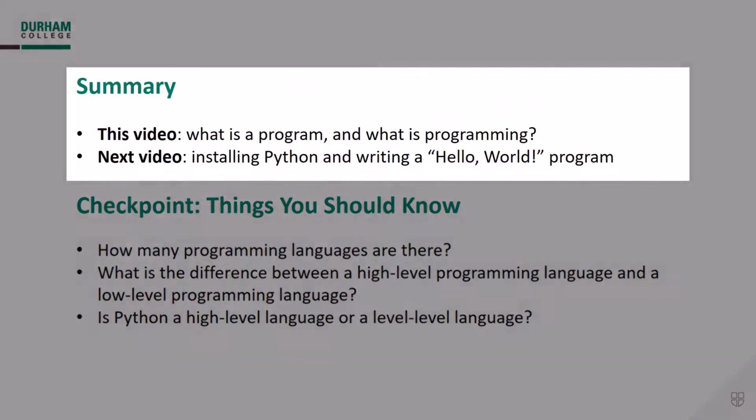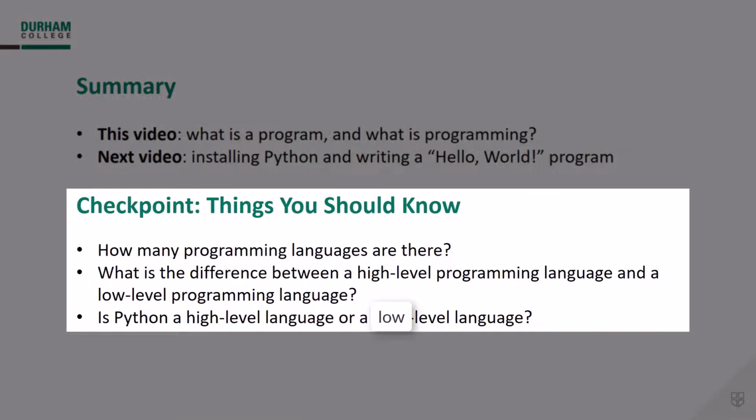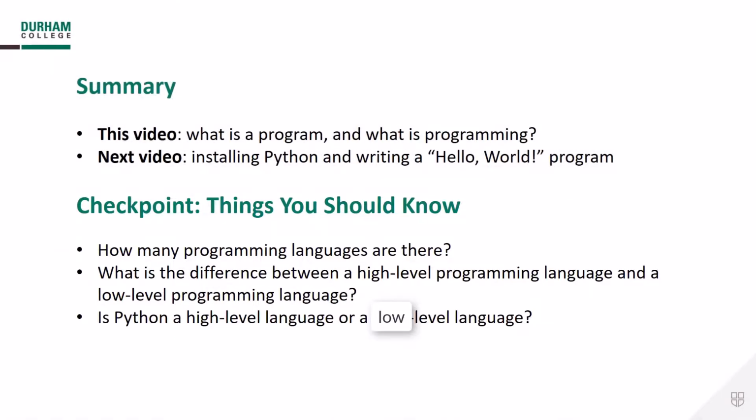So in this short video, we dealt with a few definitions, we talked about what a program was and what programming is, as well as a little bit about programming languages. Some questions you should be able to answer now are, how many programming languages are there? What's the difference between a high-level programming language and a low-level programming language? Is Python a high-level language or a low-level language?